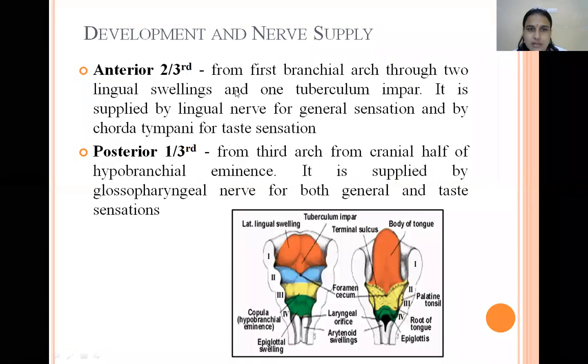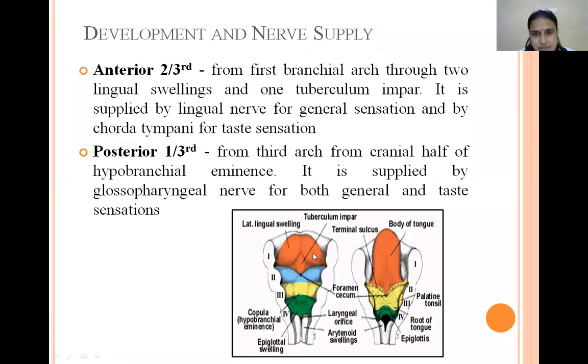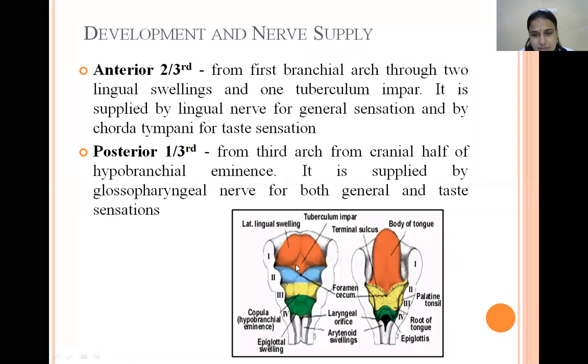Next, to have an idea about the development of the tongue. The anterior two-thirds is developed from the first branchial arch, from two lingual swellings, the lingual processes, and one tuberculum impar. So this part forms the anterior two-thirds of the tongue. This is supplied by the lingual nerve for general sensation and by the chorda tympani for taste sensation.